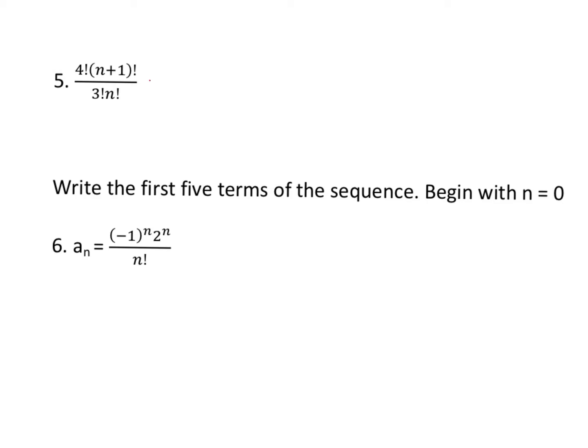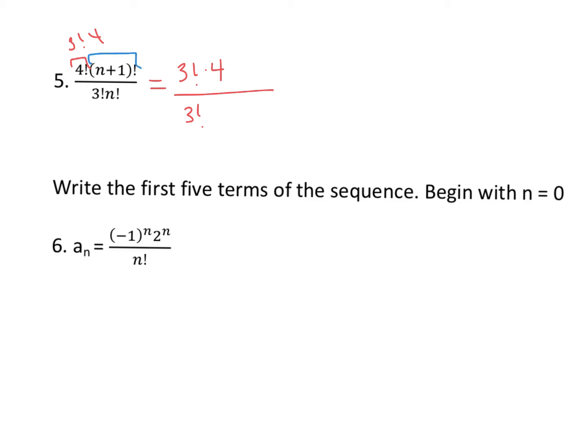So first of all, I'm going to deal with the 4 and the 3. So 4 factorial, I can rewrite as 3 factorial times 4. The reason I'm going to do that is because of that, my 3 factorial in the denominator will cancel out. So that part at least is pretty nice. The other part's a little bit trickier.